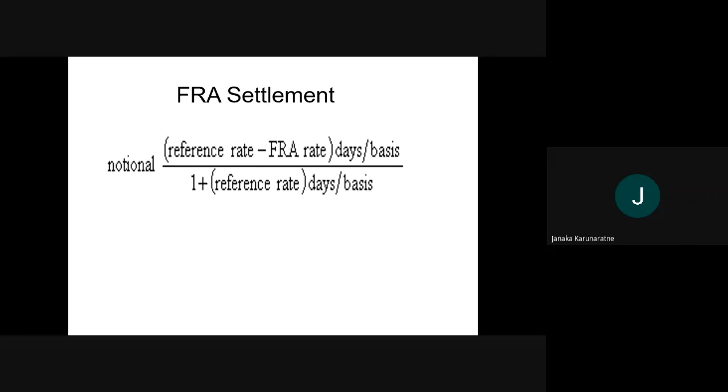What do you mean by basis? Day convention, the number of days per year: 360, 364, 365, whatever basis you follow. Divided by 1 plus the reference rate times days divided by basis. When you plug in the numbers, you can calculate the FRA settlement. If the interest rate rises, bank B settles this amount to bank A. If the interest rate drops, bank A settles this amount to bank B.